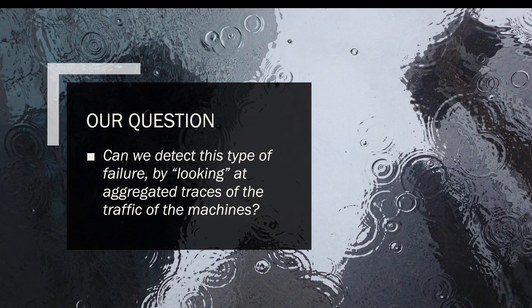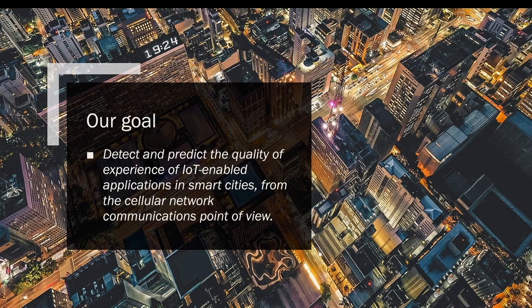Our research question was, can we detect this type of failure by looking at the aggregated traces of the traffic of the machines? This question is important because the data generated by the network is huge and it is extremely convenient for operators to work only with aggregated data. So this is a question that arises as part of a bigger goal that our research team has, which is detecting and predicting the quality of experience of a smart city application enabled by the Internet of Things from the point of view of the cellular network performance.